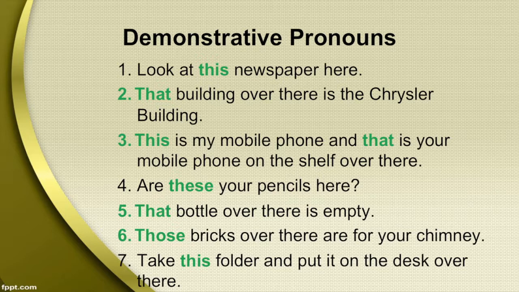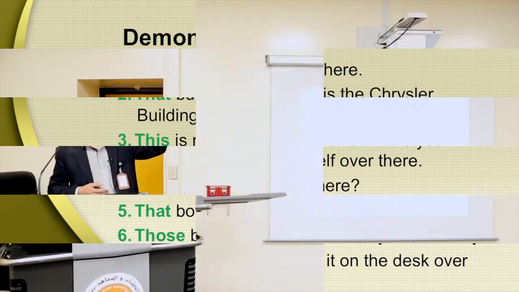Whereas these is something about the things which are in plural and near. For example, these are 3 fingers. And those is far and plural. For example, those boys are studying. So let's have a brief practice.